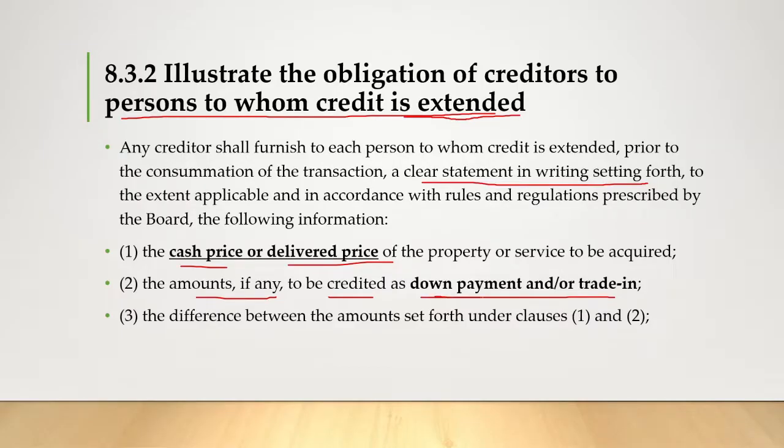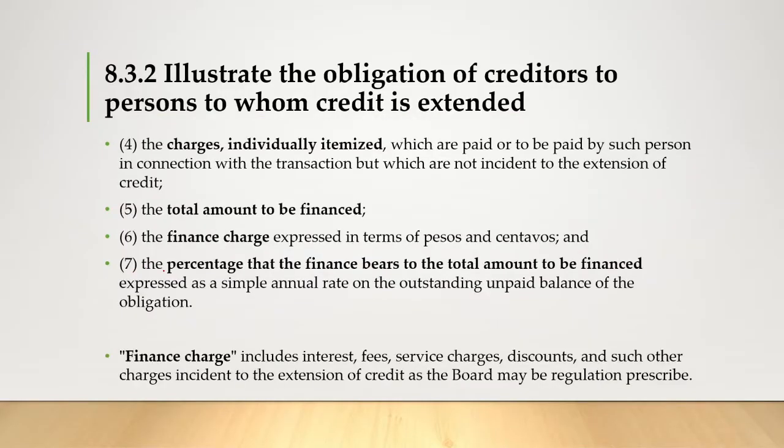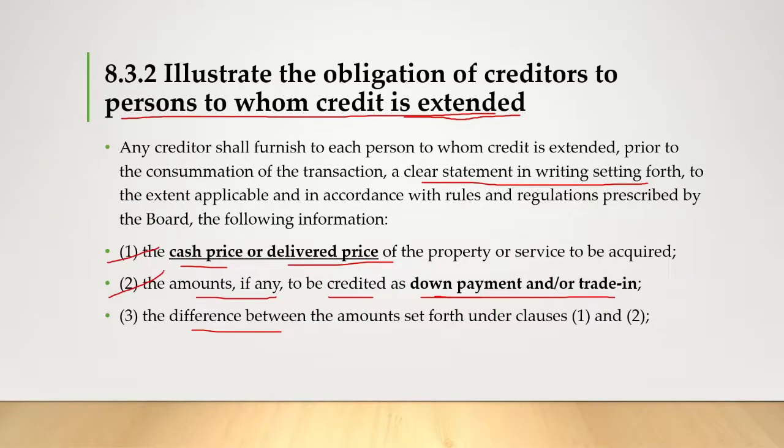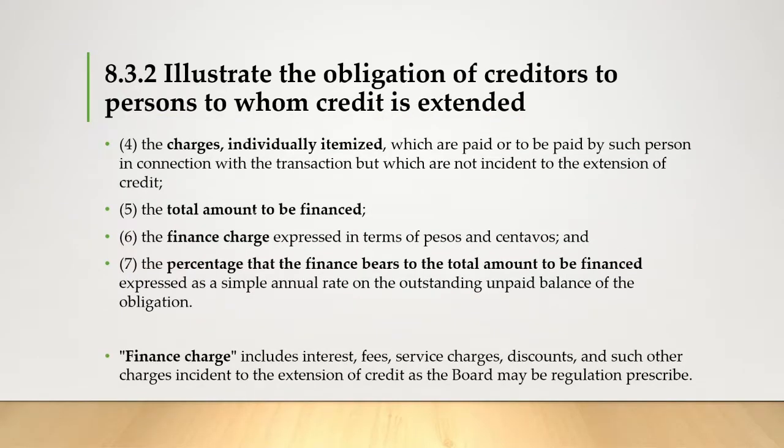So magkano ba yung down payment? And third, the difference between the amounts set forth under clauses 1 and clauses 2. Okay? So yung difference between the cash price and the down payment. Okay? So what else? So tatlo pa lang, no? Cash price, down payment, and yung difference. So bilugan na natin. So next, the charges individually itemized. Okay? Which are paid or to be paid by such person in connection with the transaction but which are not incident to the extension of credit. For example, siguro nito yung mga shipping charges. Yan, kailangan individually itemized and must be indicated in the disclosure statement.